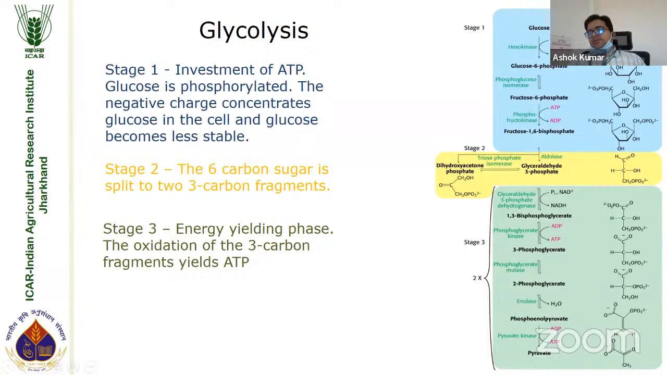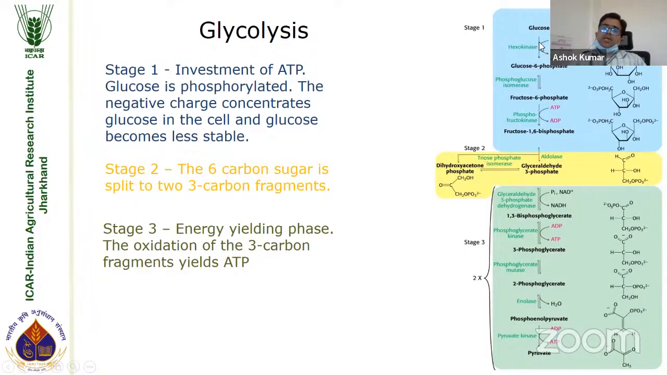So in the first step, hexokinase phosphorylates glucose into glucose 6 phosphate. Further, this glucose 6 phosphate gets isomerized in the presence of PGI, phosphoglucose isomerase, into fructose 6 phosphate, and this fructose 6 phosphate is further phosphorylated by phosphofructokinase into fructose 1,6 bisphosphate, also called FBP or 1,6-BP. These three steps are called the investment step, where we are spending ATP molecules for phosphorylation of these sugars.